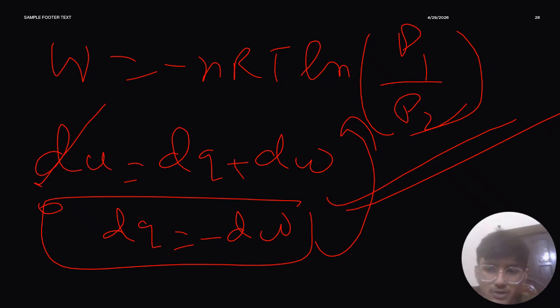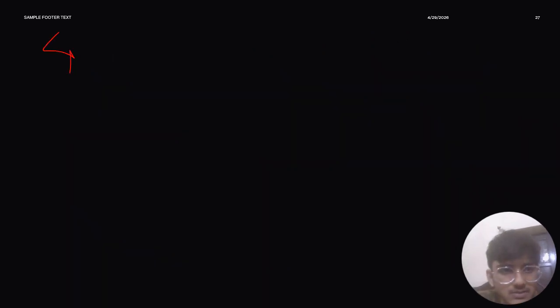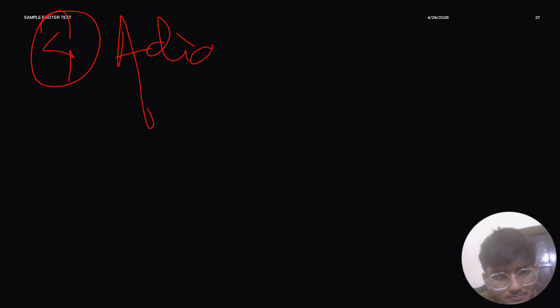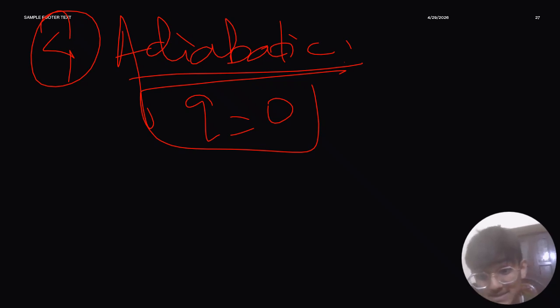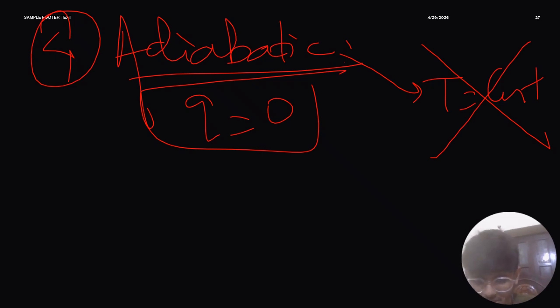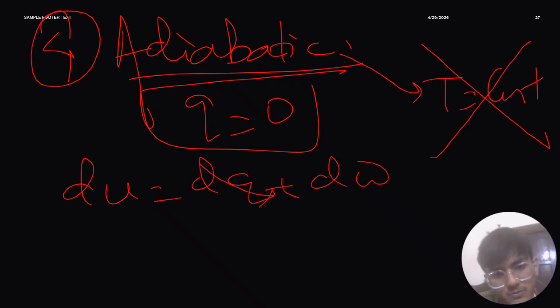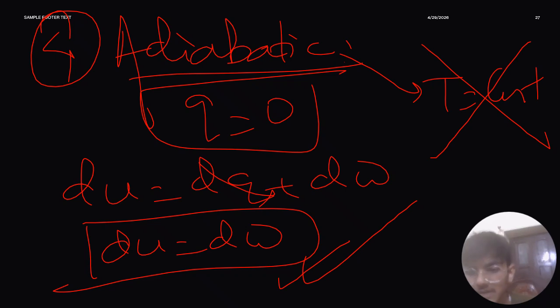Now, the last process, we have the adiabatic process in which heat exchange is 0. Okay, temperature is not constant here. Remember, here temperature is not constant. Don't get confused by this. So q is 0, and we have dU is equal to dq plus dw. So whatever expression you get for dU, you will get the same expression for dw also.